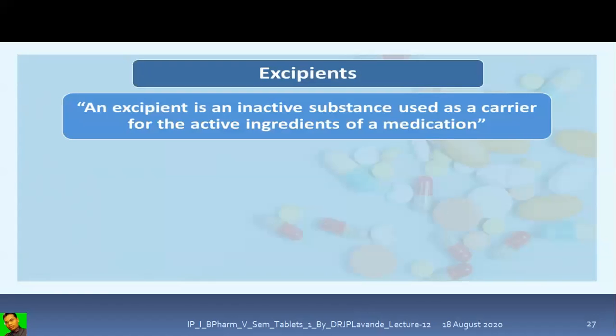Now we have to go for studying the excipients. Now what are these excipients? An excipient is an inactive substance used as a carrier for the active ingredient of a medication.